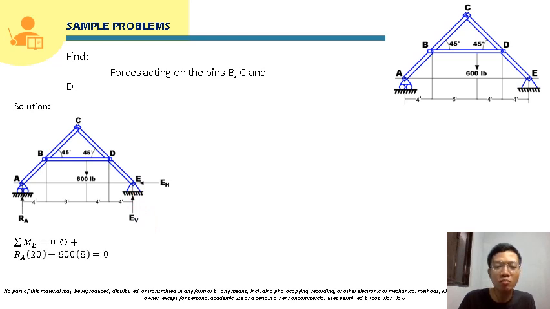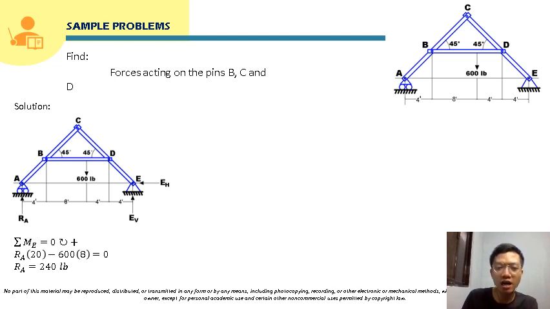Taking moment here at E, that will just be RA times its moment arm, which is 20, minus 600, which is the load here, and its moment arm will be 8. That will be equal to 0. Solving for RA, it will just be 240 pounds. If we input that in our calculator, again, 600 times 8 divided by 20, that is 240 pounds. So that will be the reaction at A.